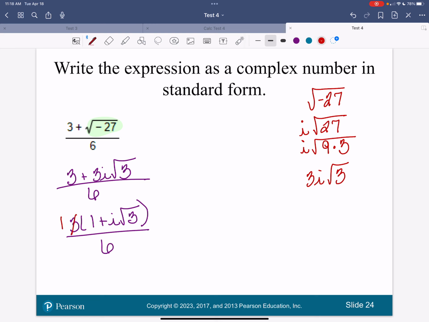3 goes into 3 one time, 3 goes into 6 two. So my final answer here is 1 plus i times the square root of 3, over 2. And that is the end of lesson 10.7.